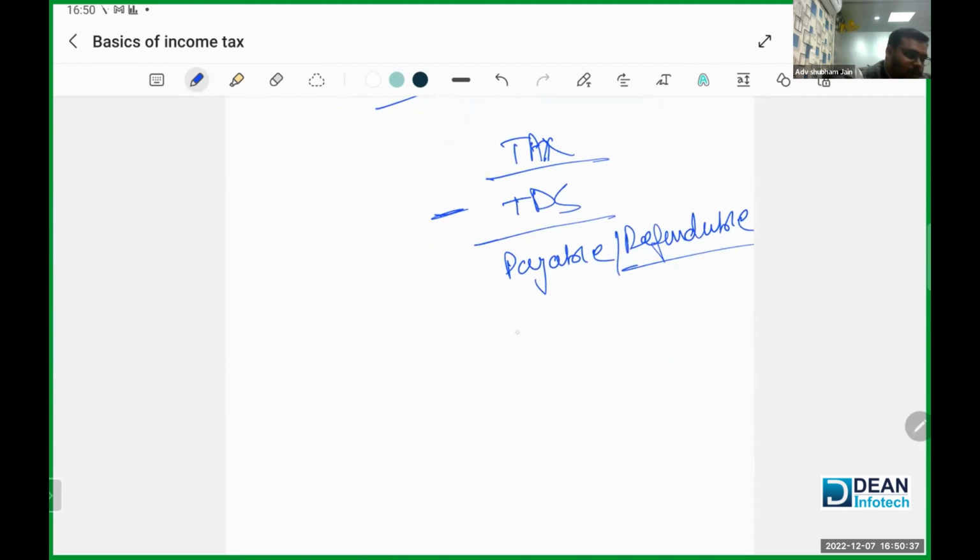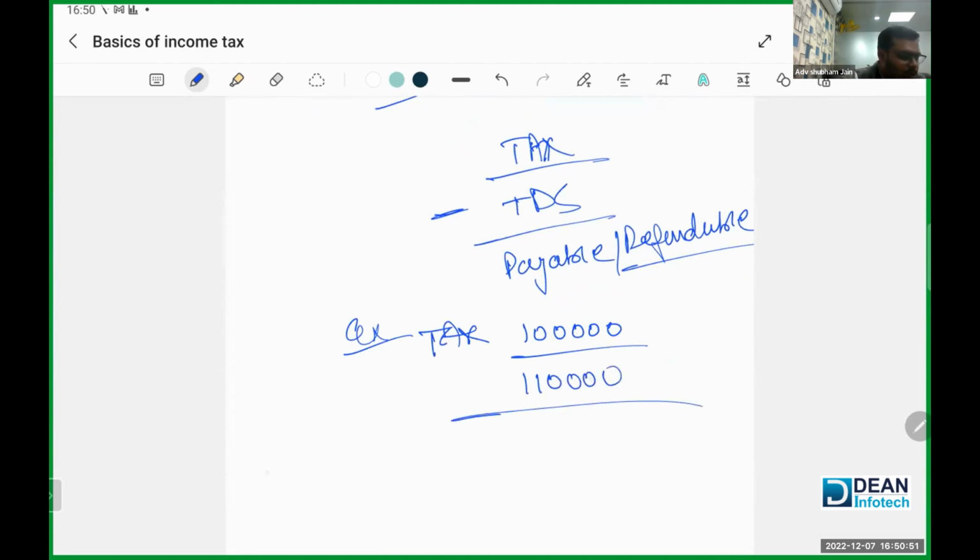Now, if your tax is 1 lakh rupees, for example, and if your employer has deducted tax of 1,10,000 rupees, there is no need to worry at all. You file your ITR and you can claim a refund of this 10,000 rupees in your ITR. The government will give you the refund, but you have to justify that particular income.